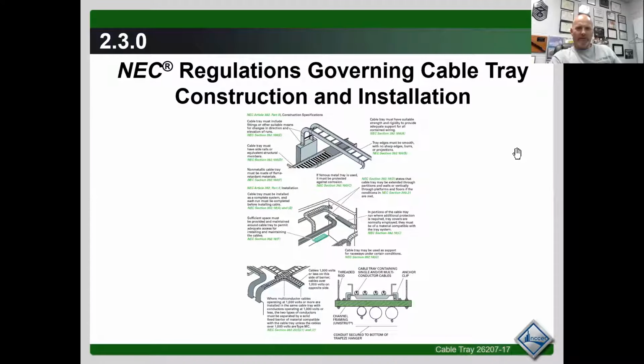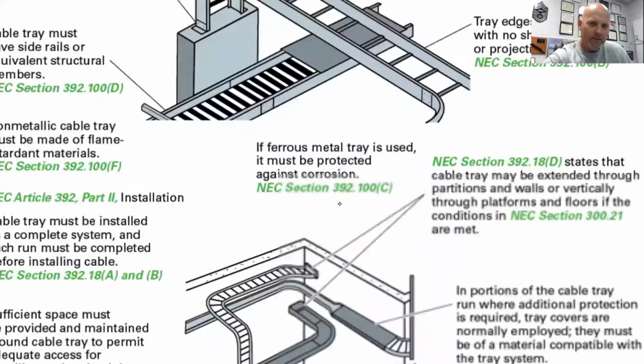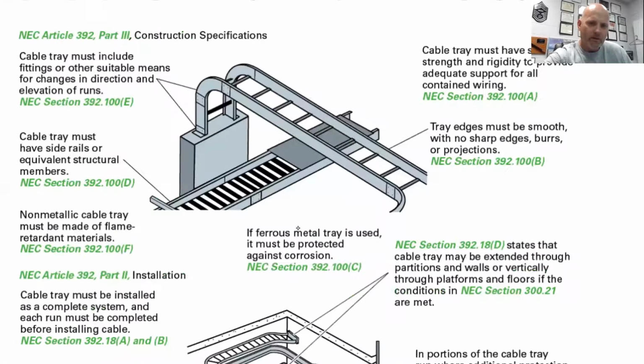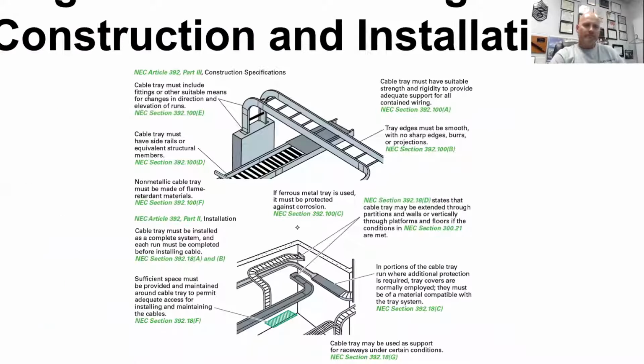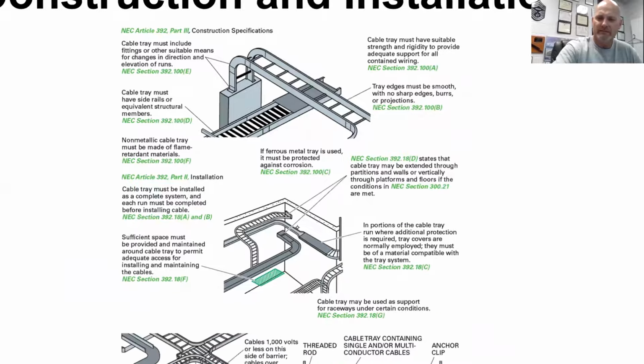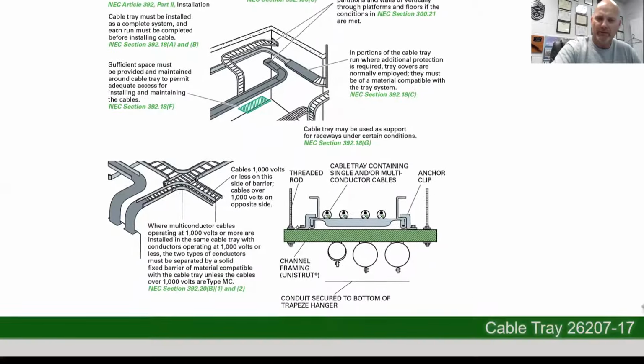Regulations governing cable tray construction. Once again, these are important reads. For example, cable tray must include fittings or other suitable means for changes in direction and elevation of the runs. I'm not going to go through all these for you guys. You're more than capable of reading them out of your book.